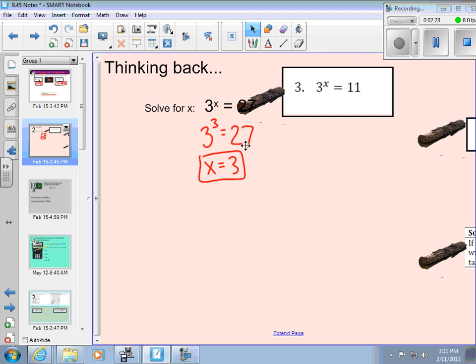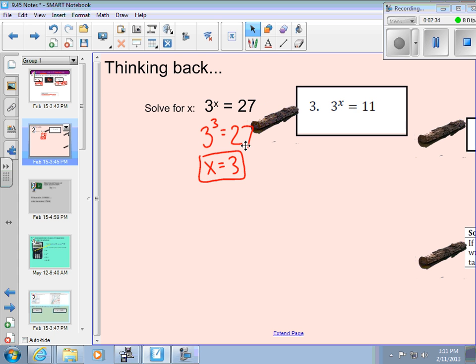This one says 3 to what power equals 11? Well, we know some powers of 3, right? We know 3 to the first power is 3, so it's not 1. We know 3 squared equals 9, so it's not 2. And we just did 3 to the third power equals 27. So there's no whole number power that equals 11. How do we solve for the variable then?